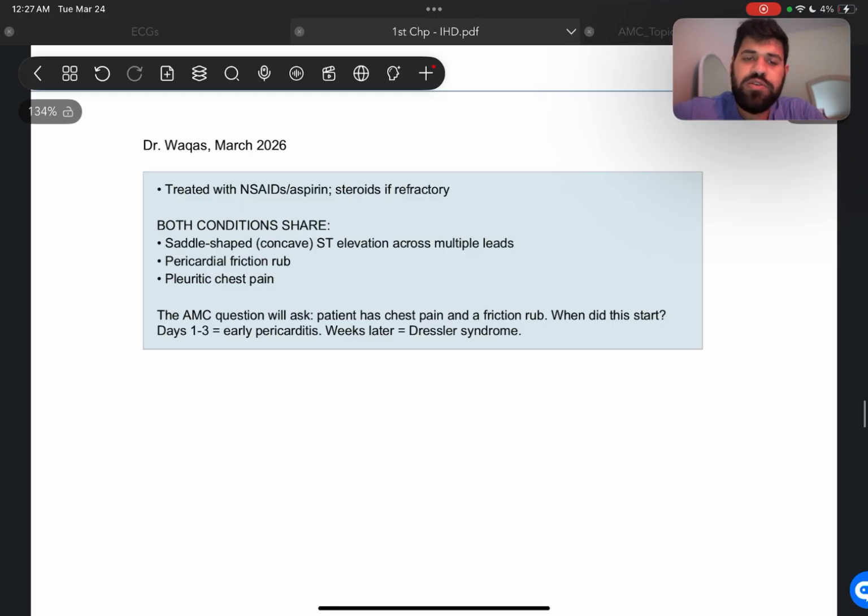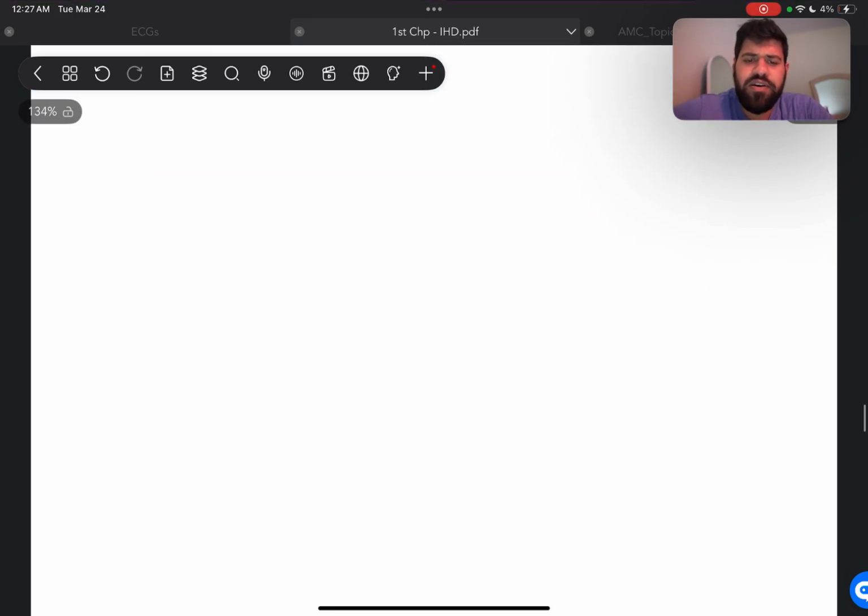So both conditions are going to share a saddle-shaped concave ST elevation across multiple leads, pericardial friction rub, and pleuritic chest pain. The patient may bow ahead so that they feel more relief from their pericarditis. That could be a symptom.